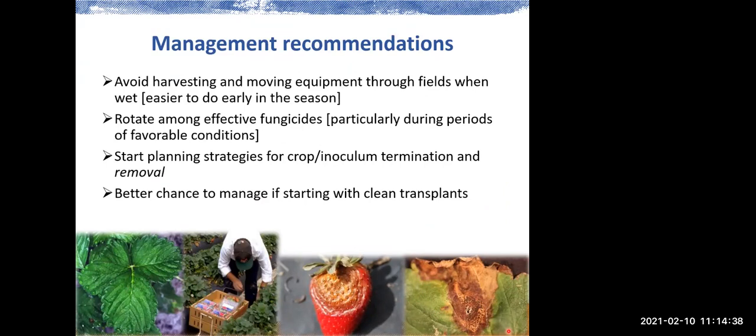Regarding fungicides, the recommendation is that we do rotations among the fungicides that were found to be effective, and particularly during those times when conditions are favorable, those would be your best choices. It's not too early to start thinking and maybe planning strategies for crop inoculum termination and perhaps removal. I know this might be difficult or not feasible to do, but as I just mentioned on my previous slide, I do suspect that a lot of that inoculum is surviving in crop residue that we're incorporating in our fields.